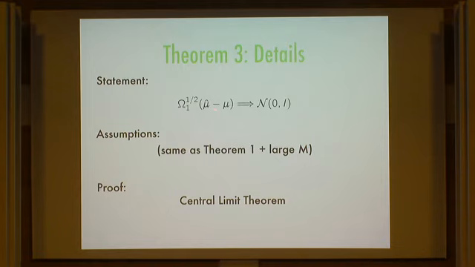That is, if I scale mu hat minus mu by this sigma 1 to the 1/2, I get something that's multivariate normal, mean zero, identity covariance. And so same consistency conditions, but you also now need that you have a large M. And this is just a Cramer-Wold device and central limit theorem, so fairly standard.